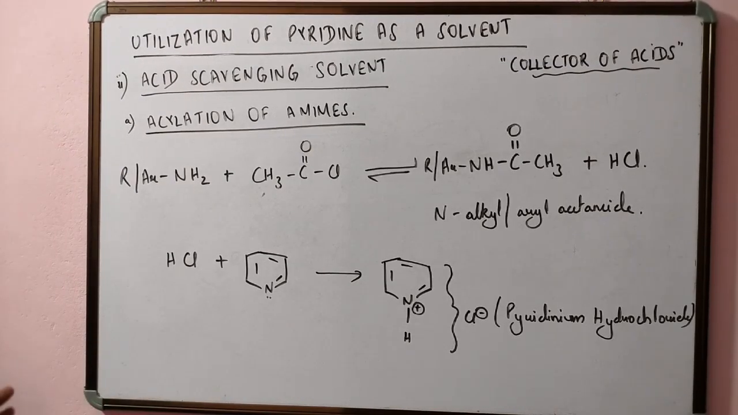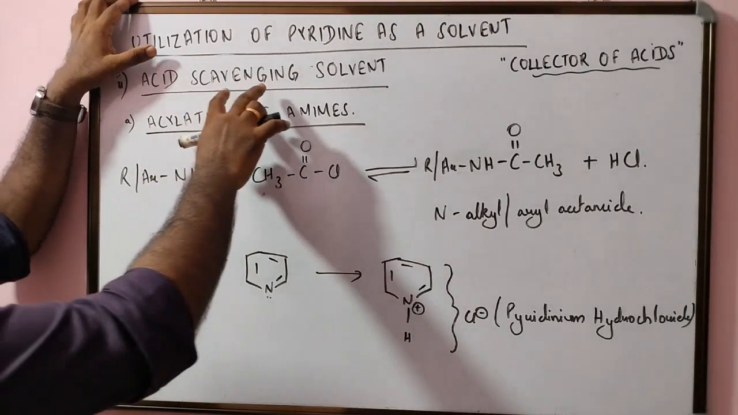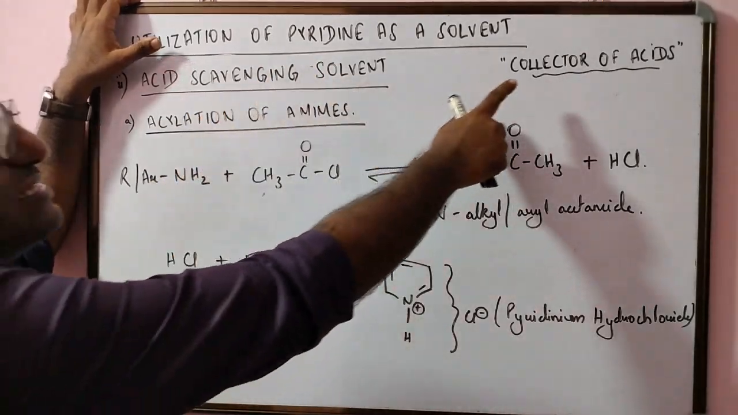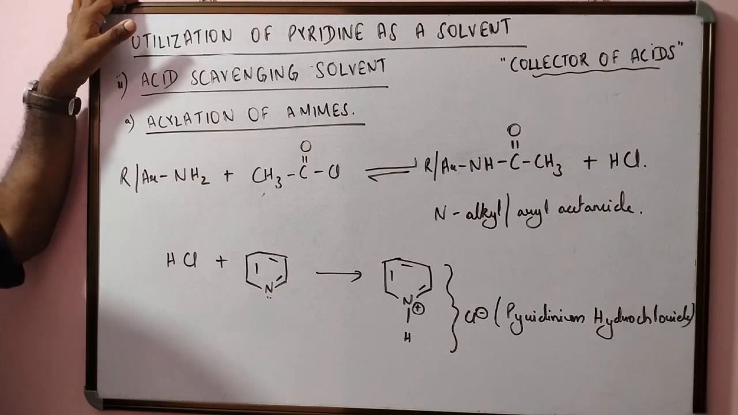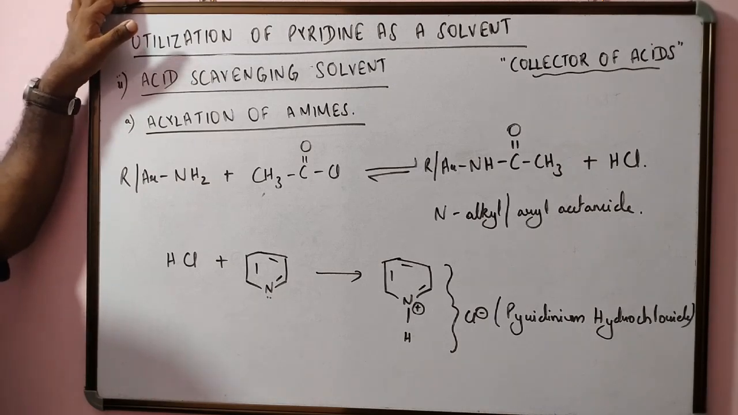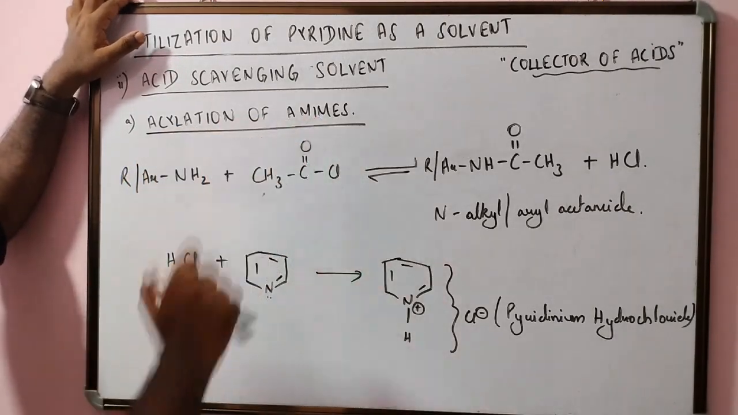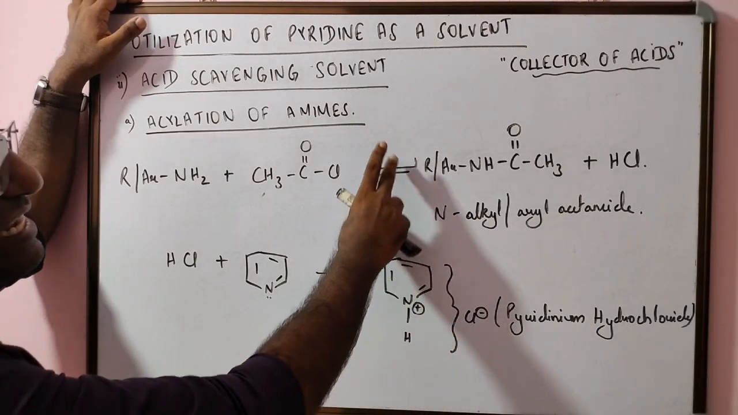Pyridine does not limit itself here. It also acts as an acid scavenging solvent. The term acid scavenger means collector of acids. An example in which the pyridine ring is used as an acid scavenger is the acylation of amine. Acylation of amine is a reversible reaction.